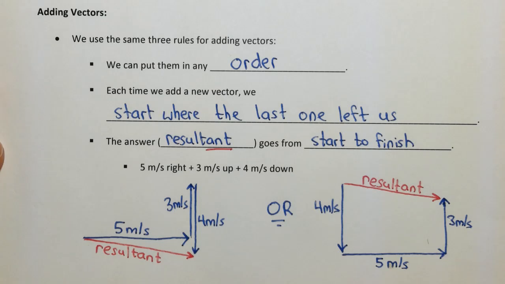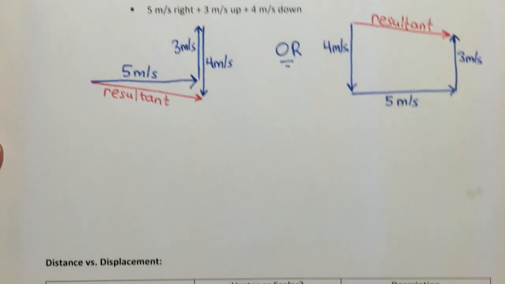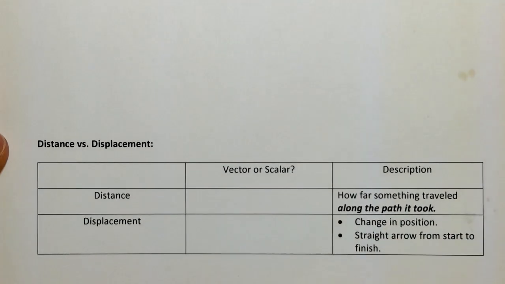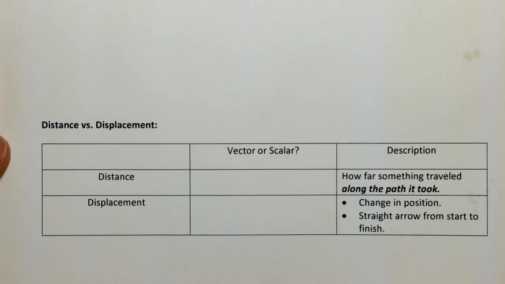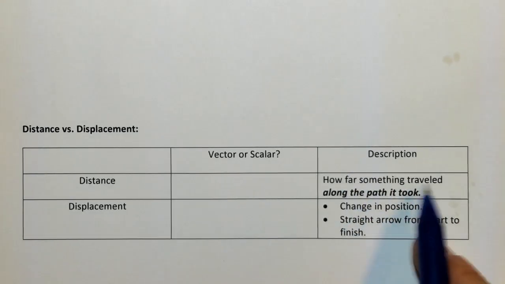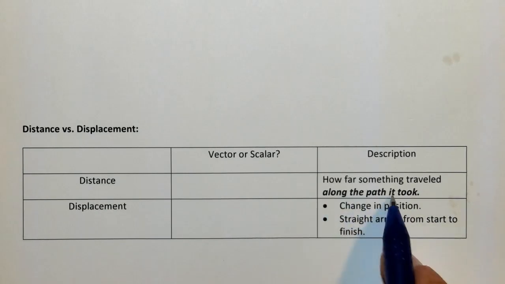Okay, so before you go off and practice that, I want to talk to you about two important types of vectors, two important vectors we'll look at in physics, and that is distance and displacement. Distance is for sure something you will have heard about and talked about and measured. Distance is how far something travels along the path it took.